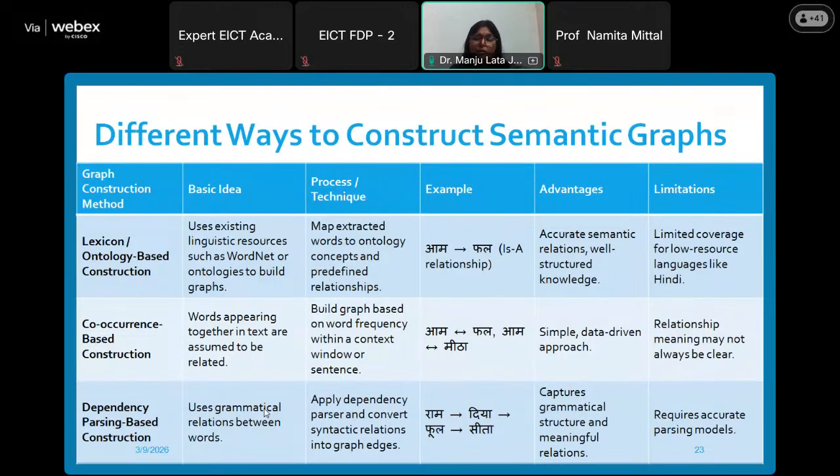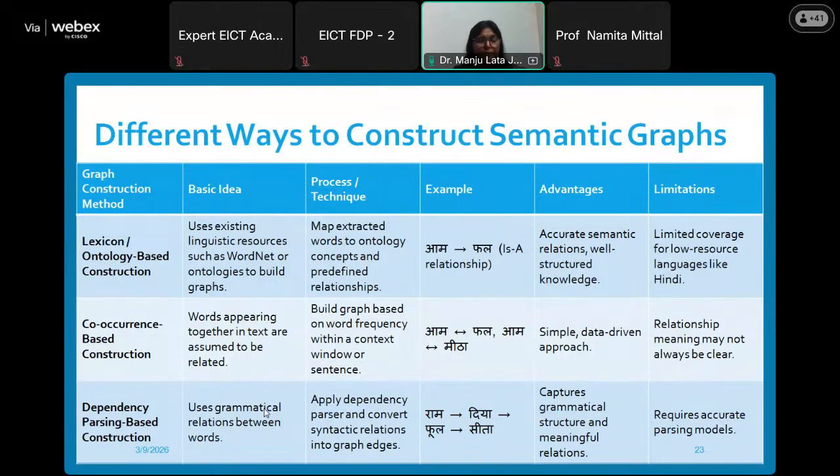Because, as I already discussed, Hindi and other Indian languages are morphologically very, very rich. One word can have multiple variations. Are we considering all kinds of morphological variations? That is the limitation. If the semantic graph skips any one of the word variations, the retrieval efficiency may suffer in that case.